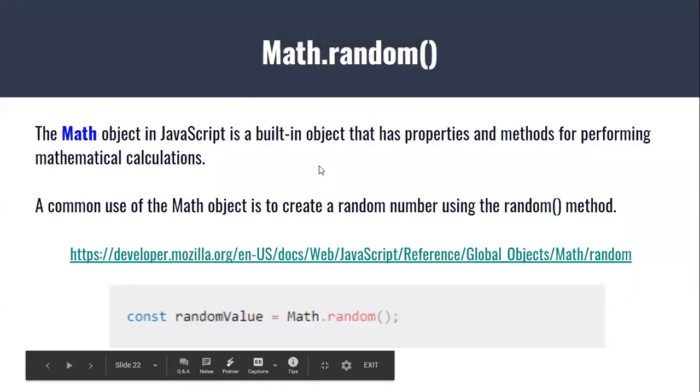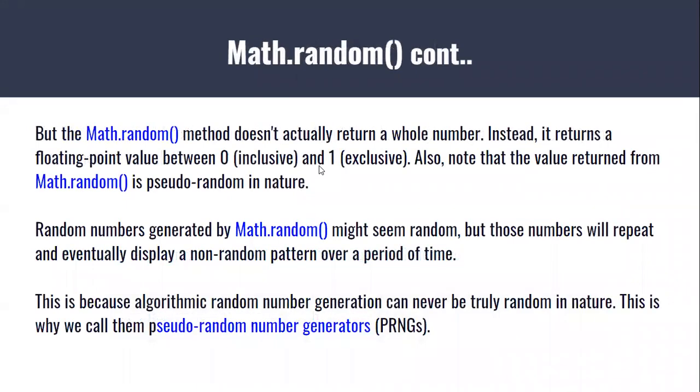Right, math.random. We'll get through these 5-6 slides, and then we'll get you back to your breakout rooms, and you guys can work on this stuff. Just giving a little context to it, so you don't have to look at the docs. It doesn't exactly return a whole number, as we saw. It's a floating point value between 0 and 1. The value returned is pseudo-random in nature, so just randomly generated.